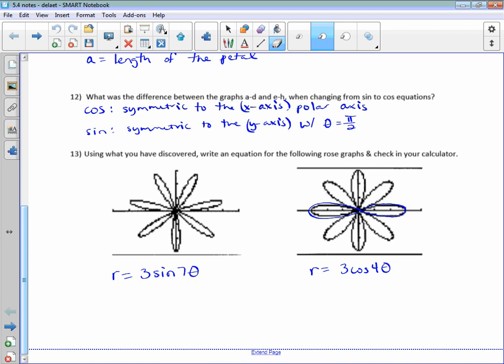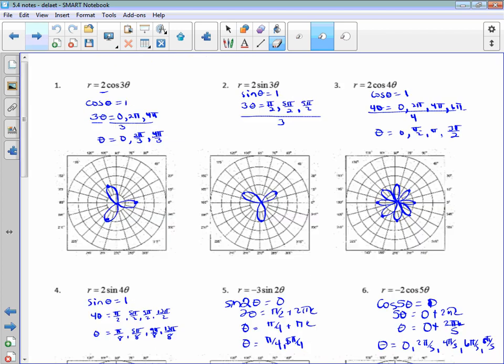Do you guys have questions over the equations? Does that make sense, where you pick out the petal length and how many petals, looking at your B and your A? Yeah, okay. All right, so let's look at actually graphing some of these by hand.